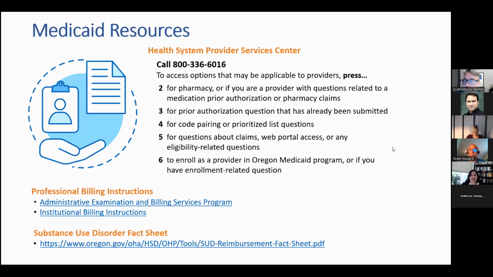So here are some Medicaid resources. Again, we're going to send these slides out so that you have this easily accessible to you and you can click on the links. There is a health system provider services center, and that's the phone number. And you can do all of these things there. There are some links regarding professional billing instructions and a substance use disorder fact sheet. Next slide.